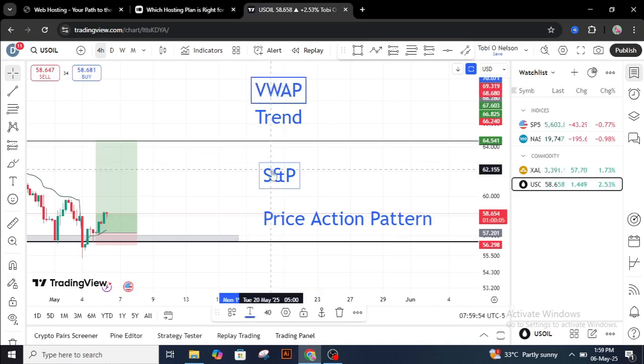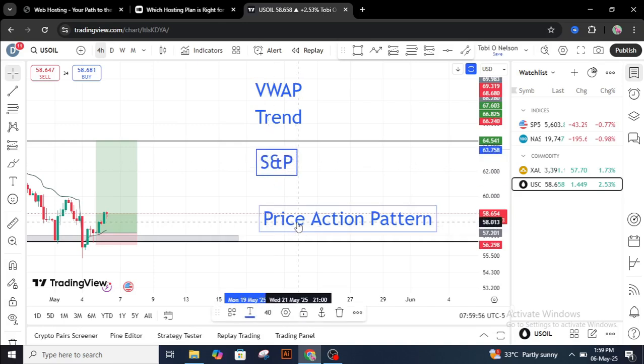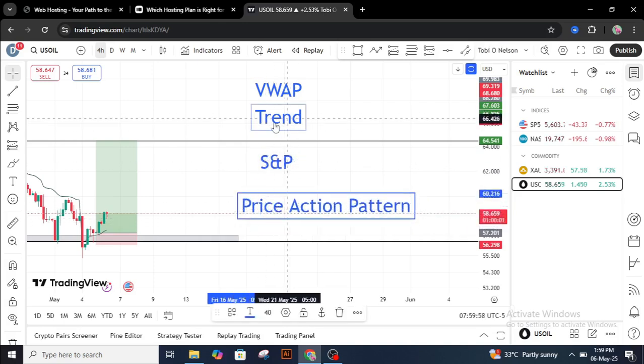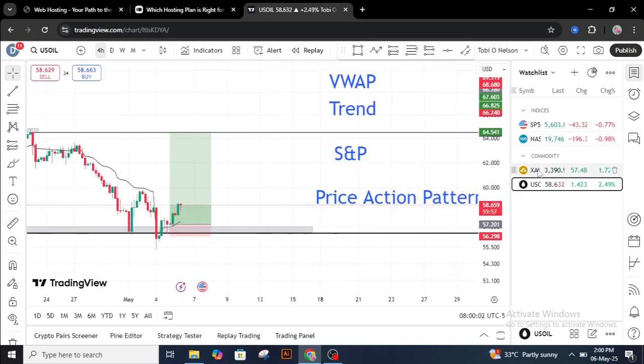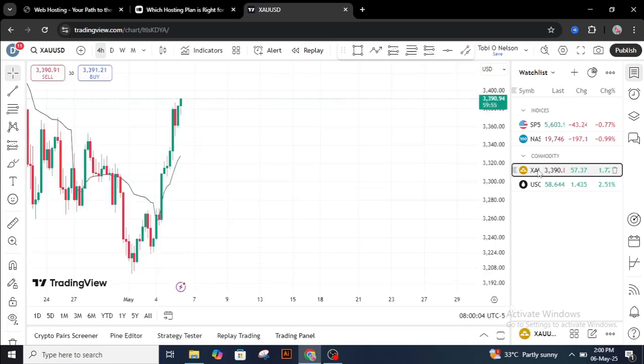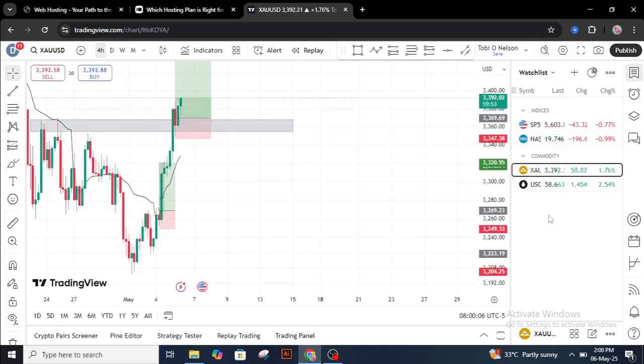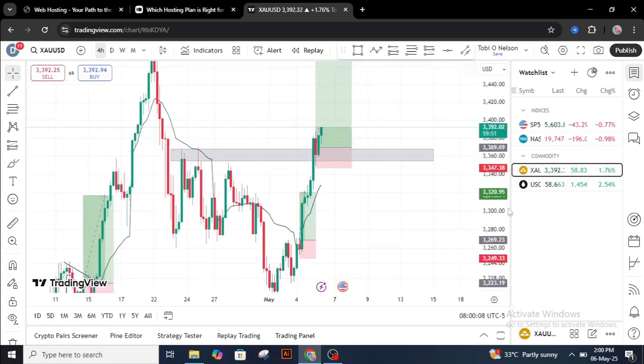Let's start with, which one are we going to start with now among these four things? Let's start with identifying the trend. That is very key. Let me use gold as an example, because I'm actually buying gold now, and I'm also buying oil.